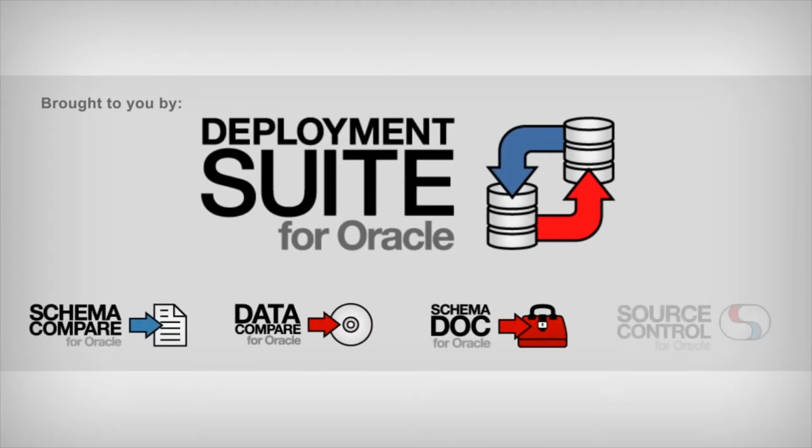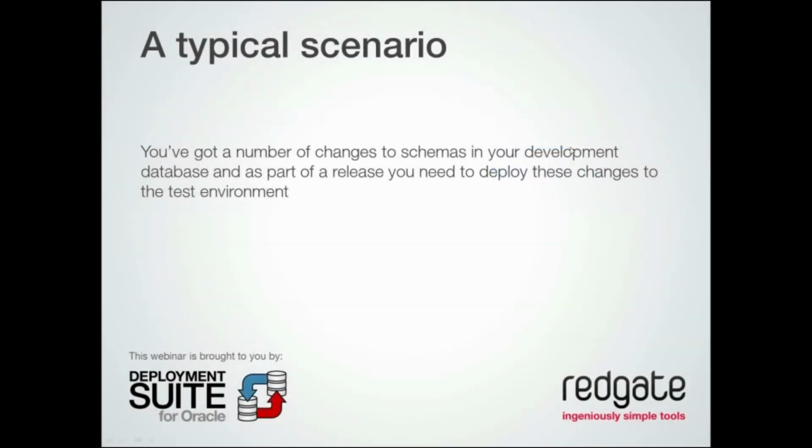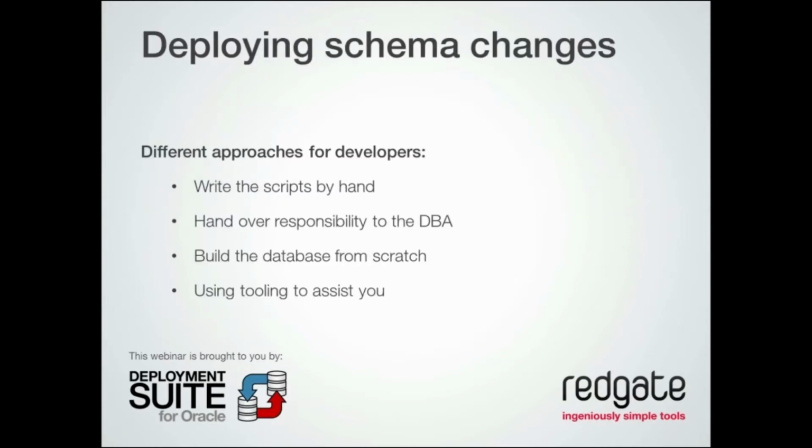So what I thought I'd start with is just looking at a typical scenario. A typical scenario for a developer. Imagine that you're this developer and you've got a number of changes to the schemas in your development database, and as part of the release you need to deploy these changes to the test environment. So how do you go about doing that?